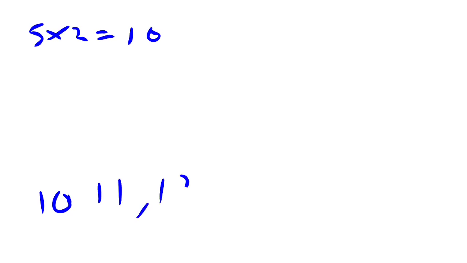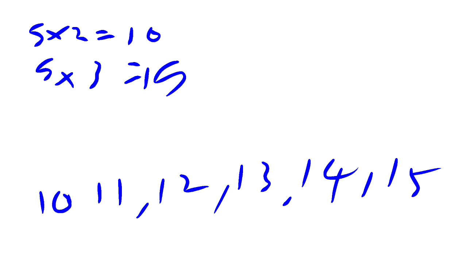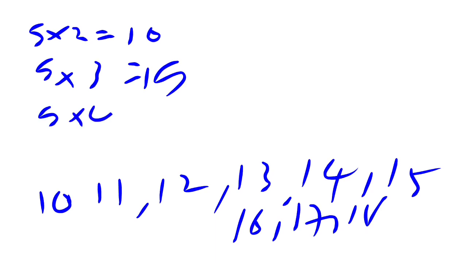So the first two-digit number which is a multiple of 5 is 10. After 10, 11 is not a multiple of 5, 12, 13, 14, 15. So 15, 5 threes are 15. So the second multiple of 5 is 15. So the next two-digit number is 16, 17, 18, 19, so 20. 5 fours are 20. So the next multiple is 20.